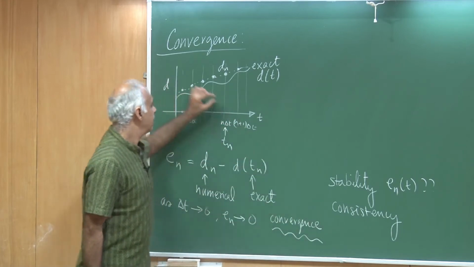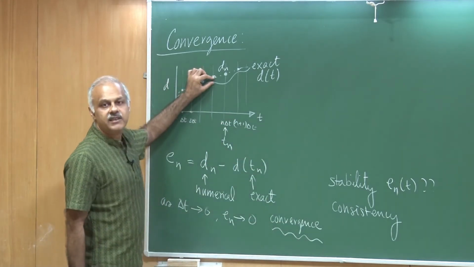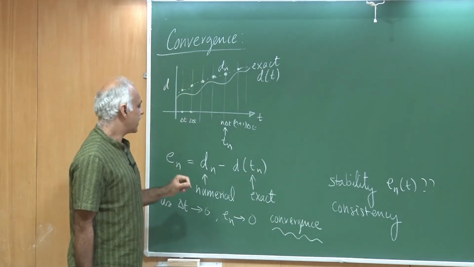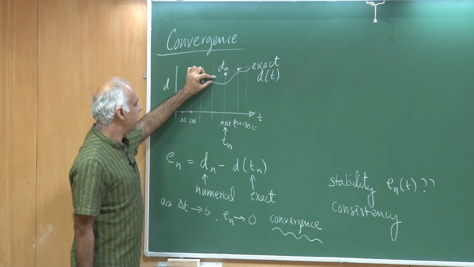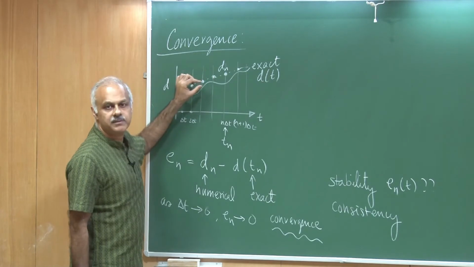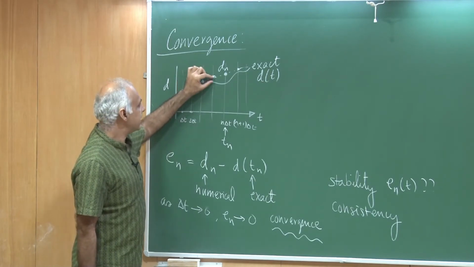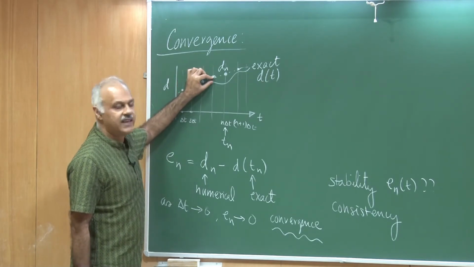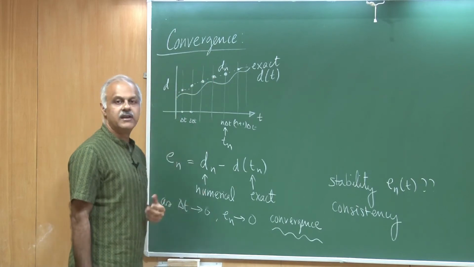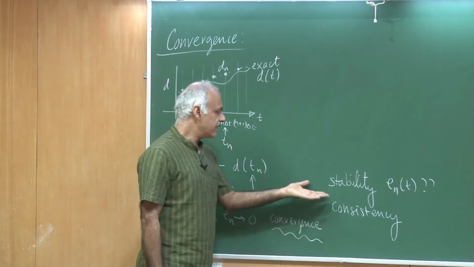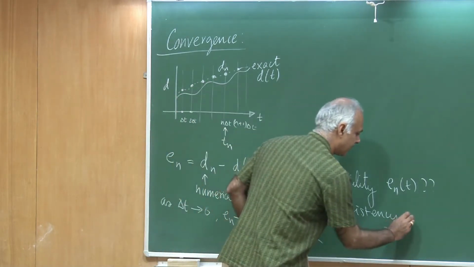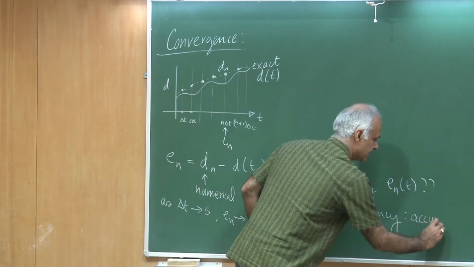Consistency is what is the error at a given time. A consistent algorithm would be that if I keep reducing my time step, then this error must diminish as I reduce the time step and eventually it goes to 0. So, this consistency is somehow related to accuracy.